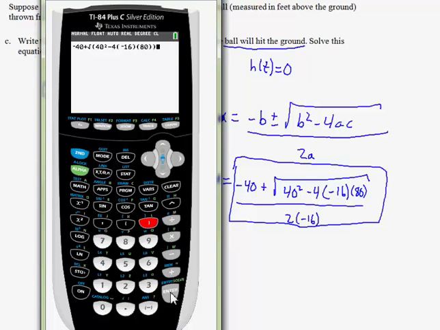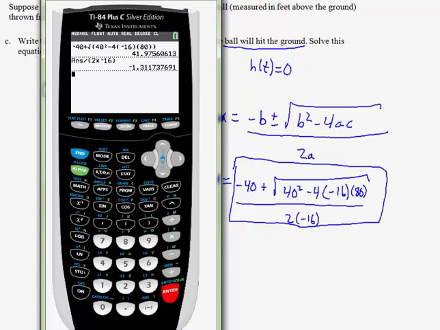Now, I'm going to do this in stages by just pressing enter, and then don't forget that all of that needs to be divided by 2 times a. Make sure you put parentheses there, and doing so would look like this. Without the parentheses, the calculator will think that you're dividing just the 2, and it'll think of the negative 16 in the numerator, and you do not want that.